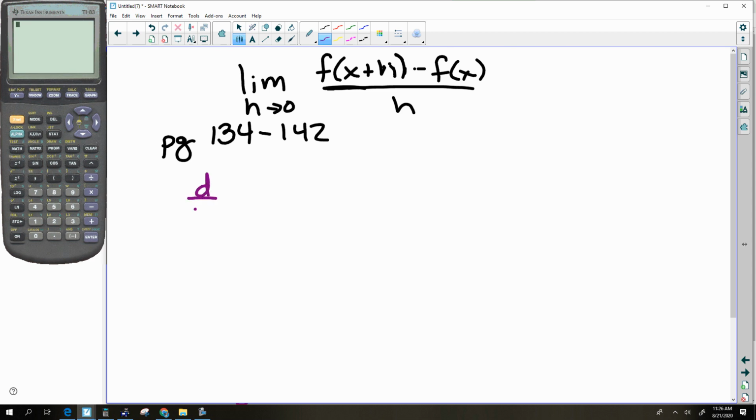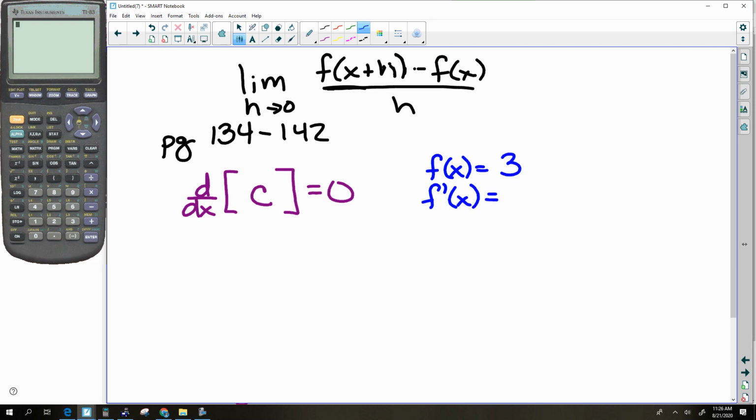First is when I'm going to be taking a derivative. This is a symbol for a derivative, the derivative with respect to x. So what is the derivative of a constant, like a number? That answer is 0. An example: if f of x is equal to 3, f prime of x, the derivative, is equal to 0. If it's just a straight up number, it's equal to 0.